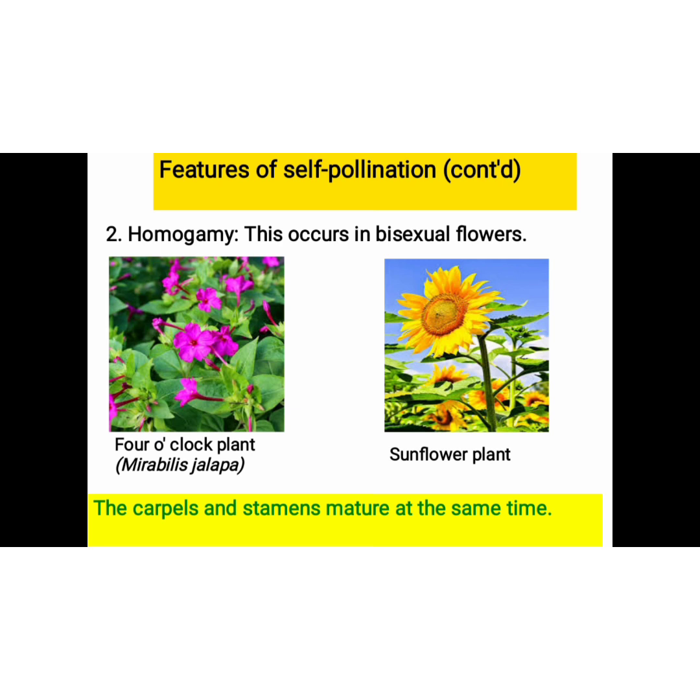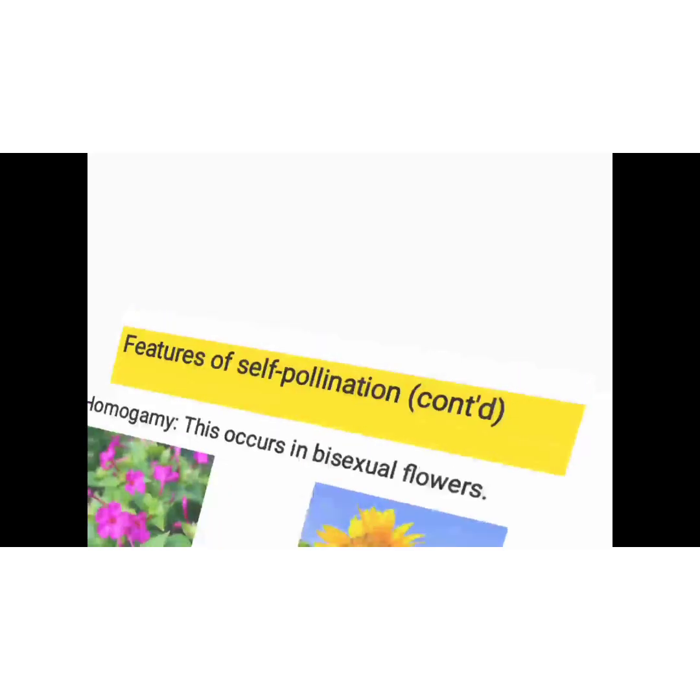Examples of homogamous flowers are 4 o'clock plants, also known by the scientific name Mirabilis jalapa, and another example is sunflower plants. And these are examples of bisexual flowers.